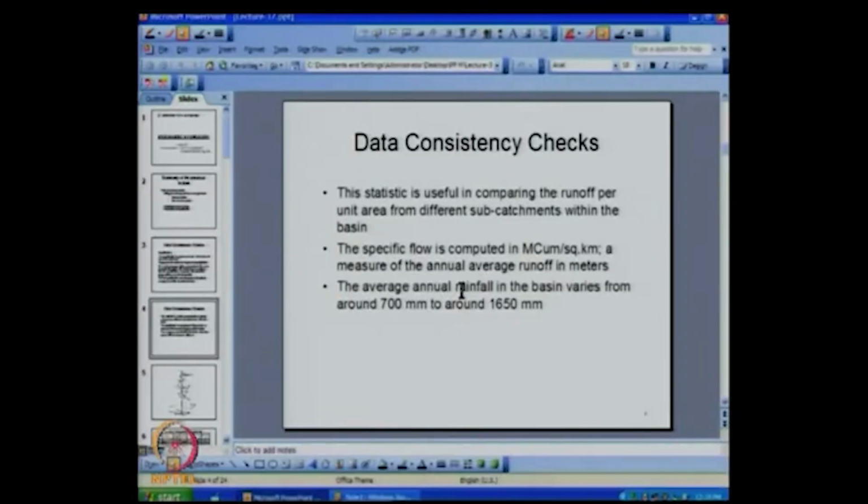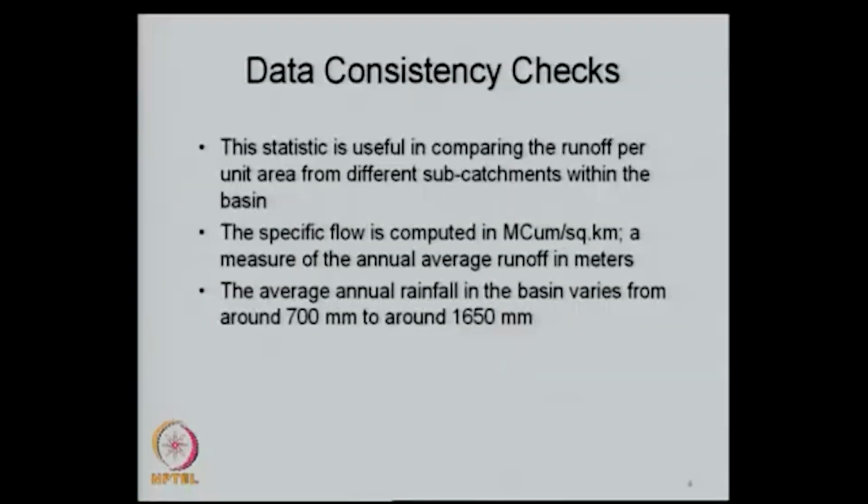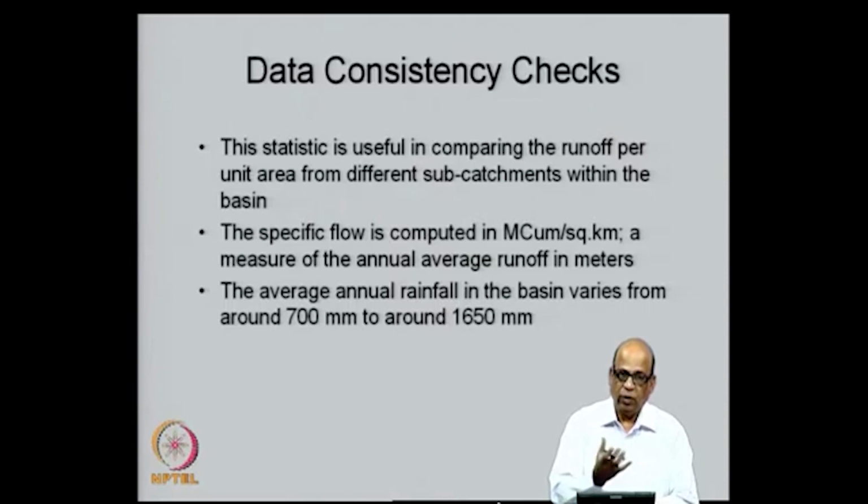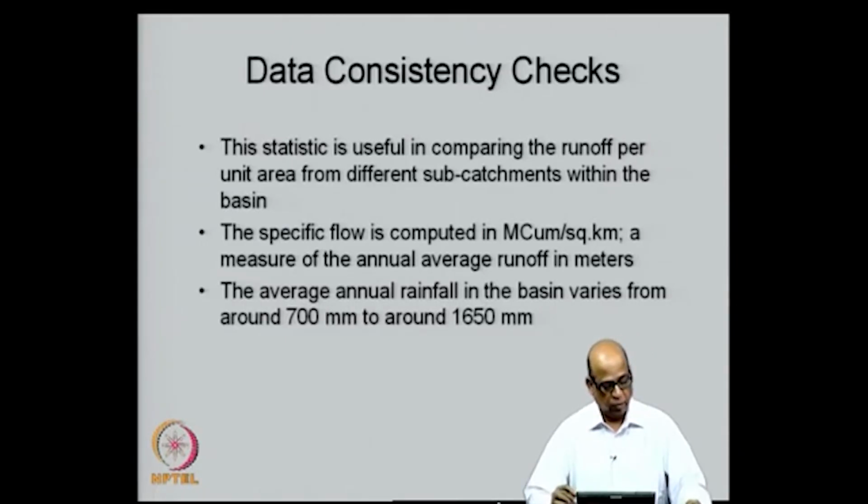The example that I was showing in the last class was the Narmada river basin. This example has the average annual rainfall varying between 700 millimeters to about 1650 millimeters. As you go from east to west, the rainfall varies significantly. And therefore, for large river basins, as the rainfall patterns change, even if your hydrologic responses are the same, you may expect different specific flows for different sub catchments. Let us see how it looks.